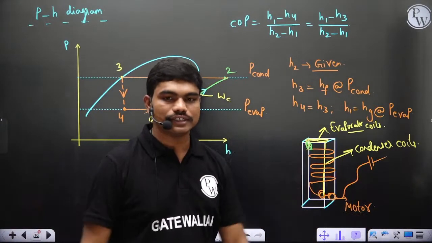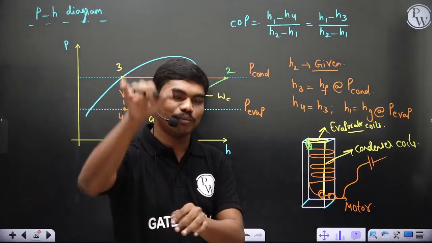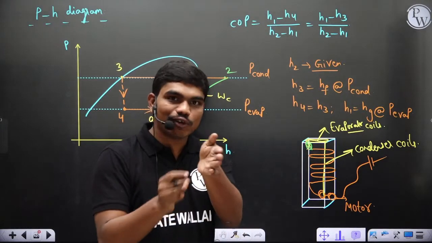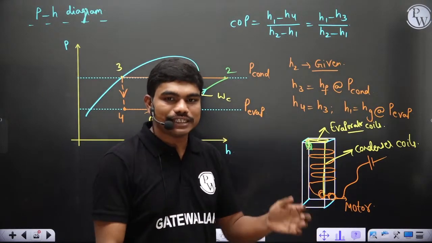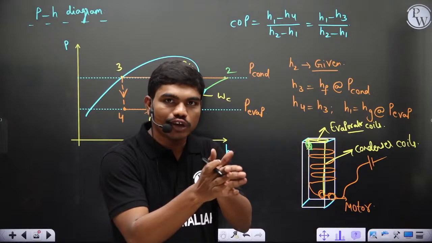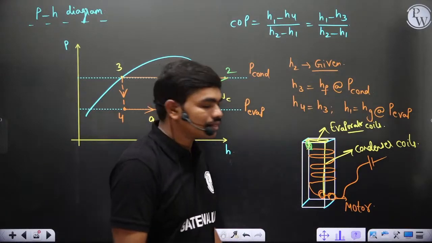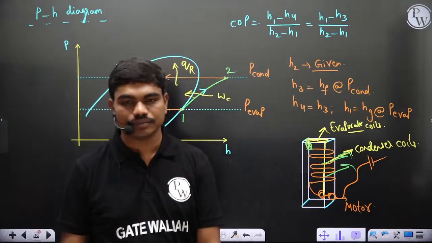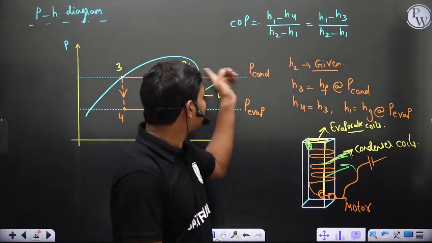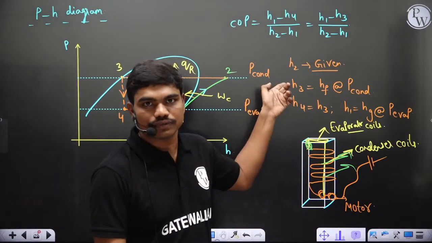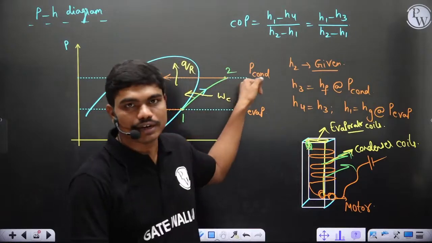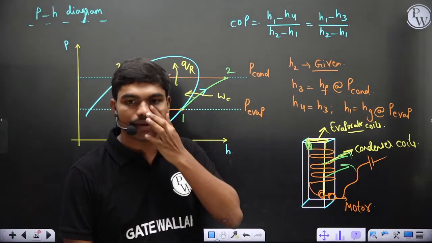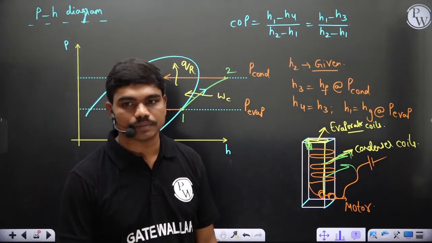If you open the fridge, don't open it, okay, but if you did, you would see the coils. Even without seeing the coils, whenever you put your hand at the back of your fridge, you will feel some hotness. That hotness is because the condenser coils eject heat to the atmosphere. So P condenser is there, but TH will normally be the atmospheric conditions, because heat rejection happens to the atmosphere.